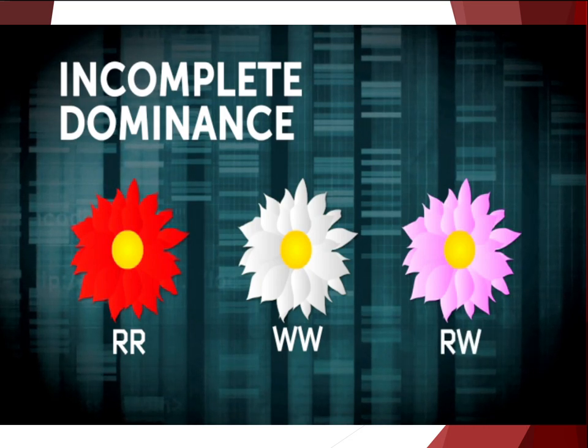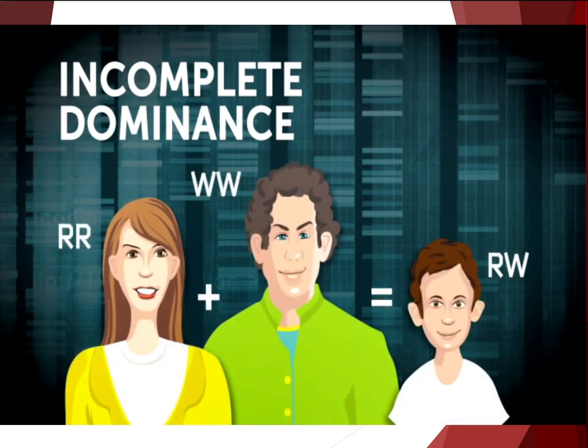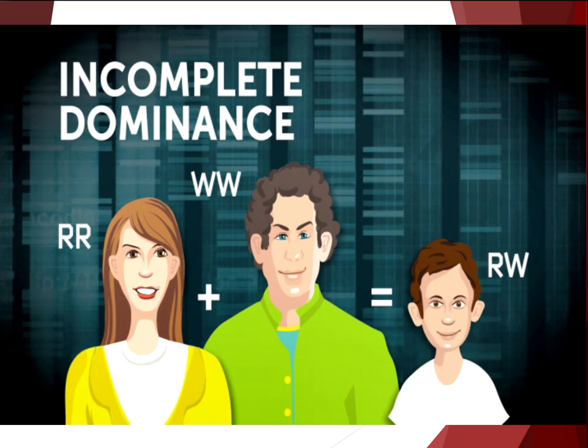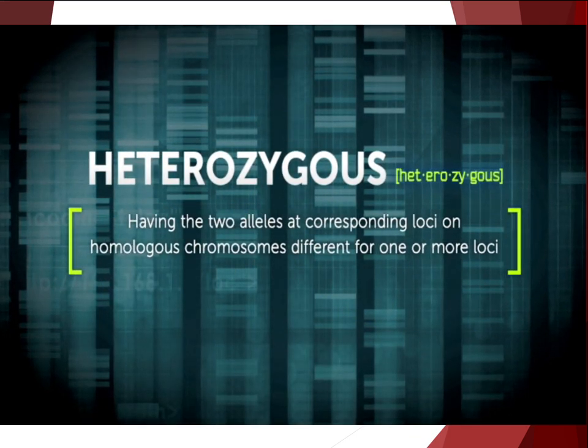Incomplete dominance is also at work in the case of the gray kitten and the child with wavy hair. The genes for these traits exhibit incomplete dominance, and these offspring, like the pink flower, are also heterozygous allele combinations that have an entirely unique phenotype.